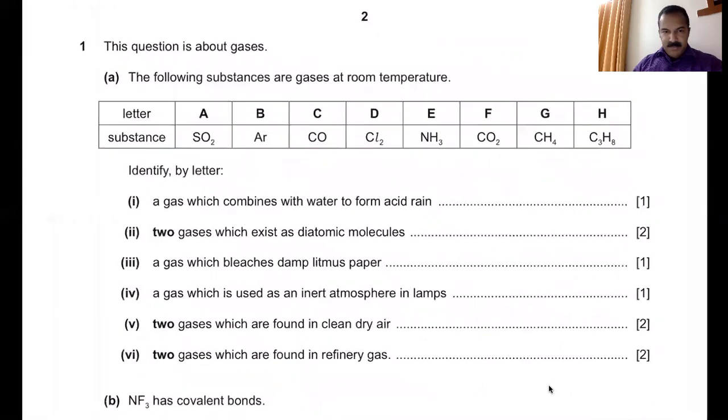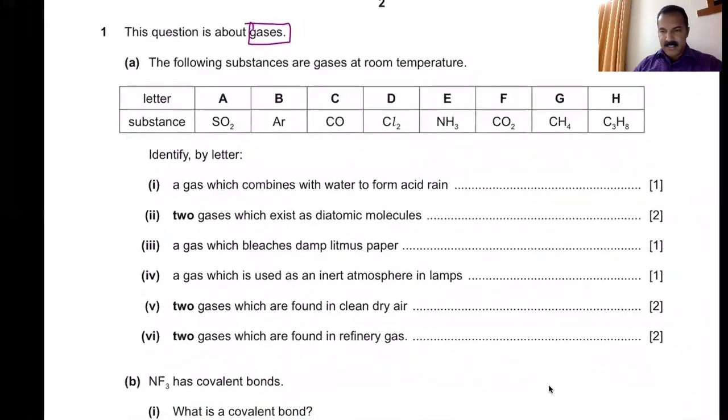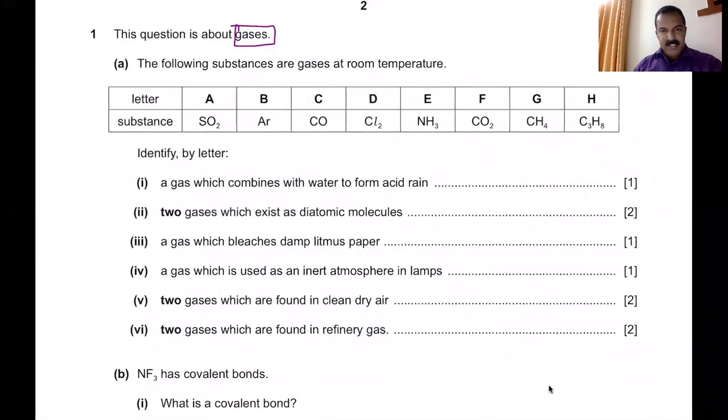In paper 4, this question is about gases. So all of them are gases. The following substances are gases at room temperature: sulfur dioxide, very familiar gases; Ar, argon, a noble gas; carbon monoxide, the famous poisonous carbon monoxide; chlorine, the bleaching gas; ammonia, the only alkaline gas you have; and carbon dioxide is an acidic gas.